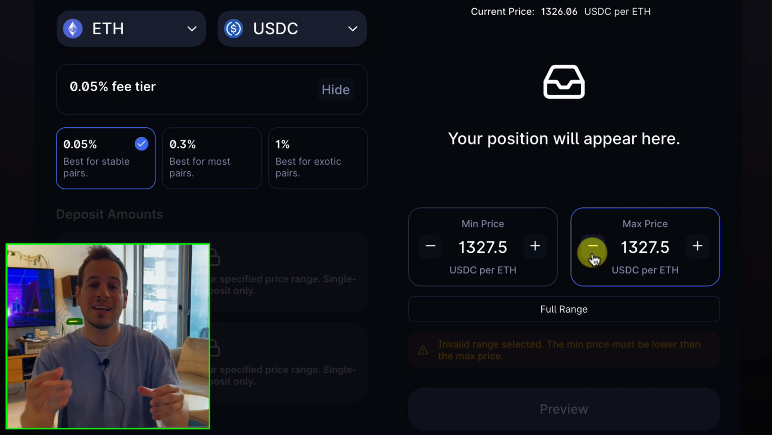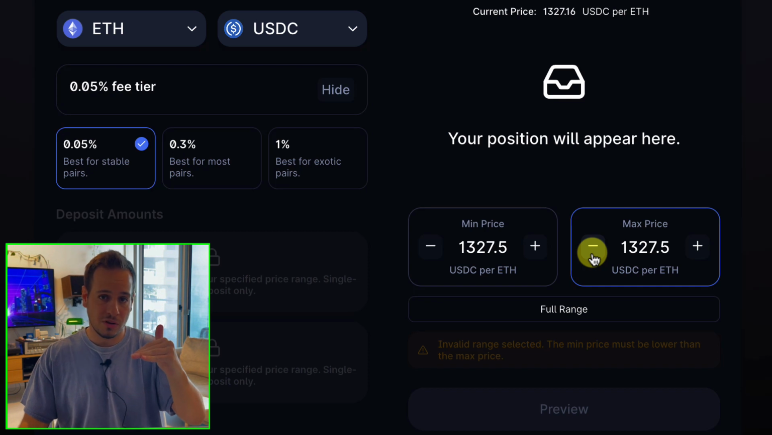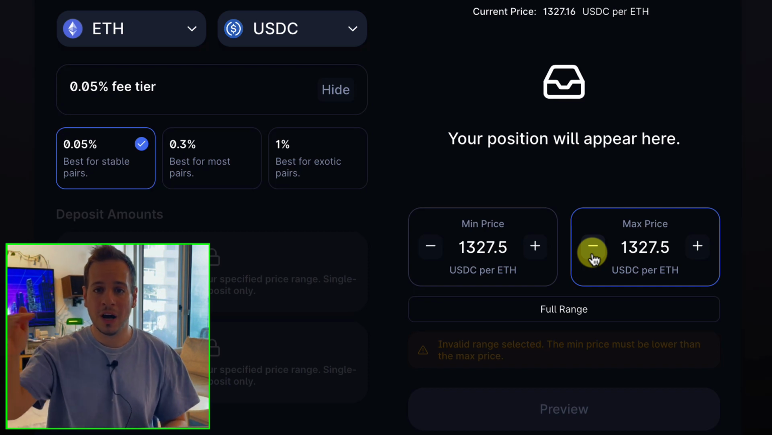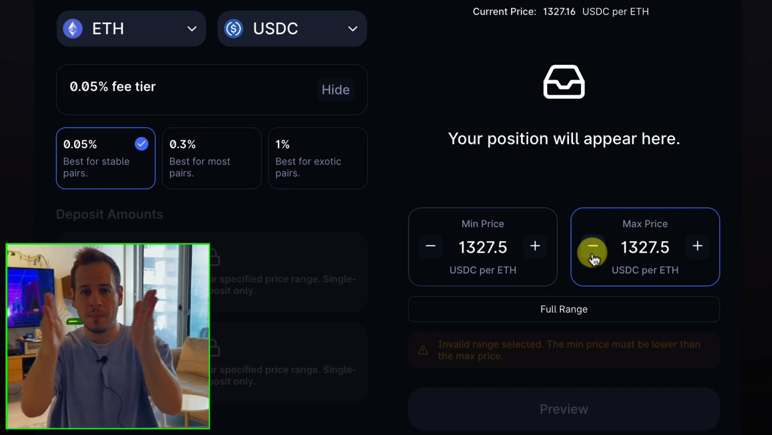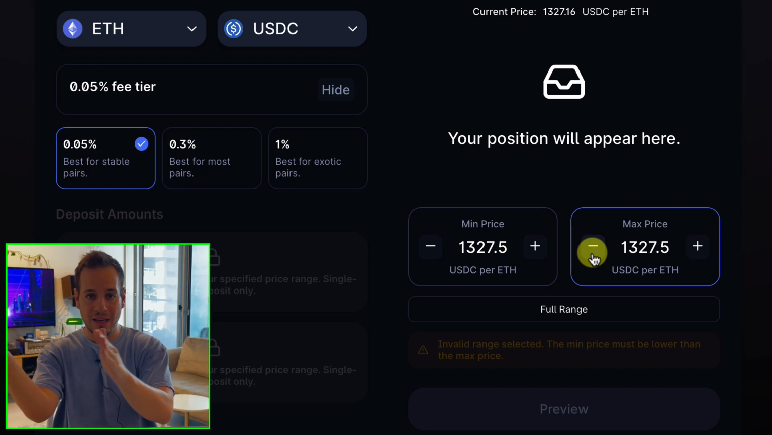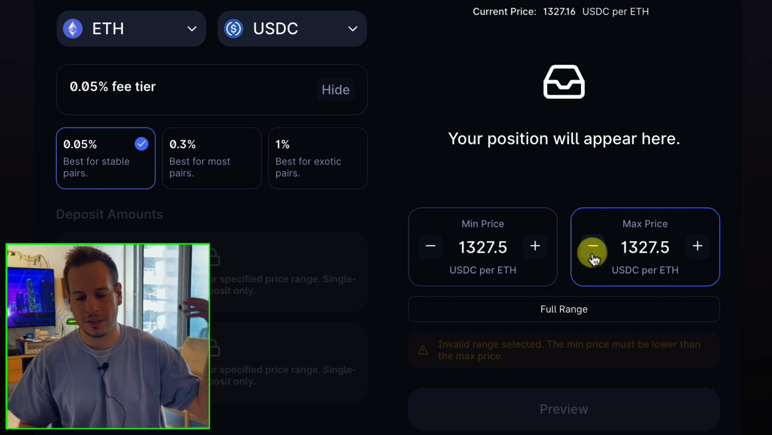When you set your range, it's like you put limit orders to buy ETH at $800 and sell at 1.8K. As far as it's in the range, it's basically going to move your balance of ETH and USDC from one side to another and accumulate those fees.